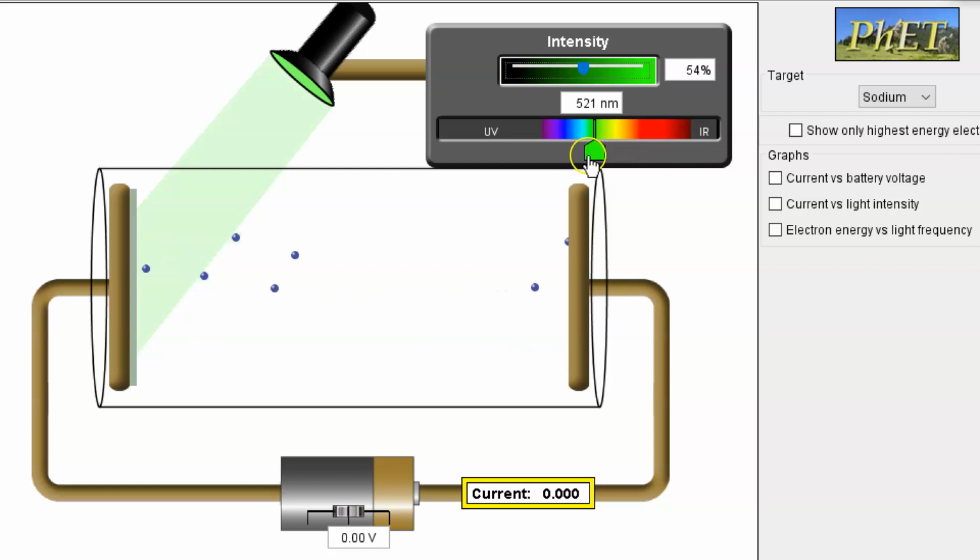Oh, it's hard to move this thing. At 527, we're seeing some. At 532, yep, we still got some. At 535, we're still good. At 538, we're still seeing electrons, but now they're moving very slowly. At 541, no more. So between 538 and 541, no more electrons, even at the highest intensity.